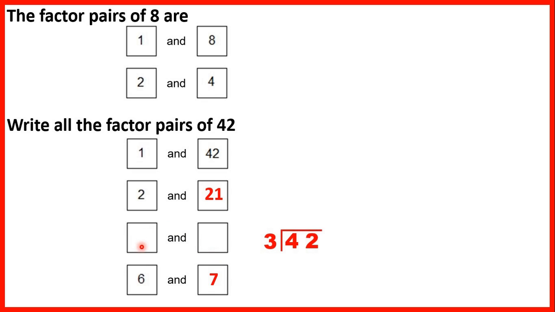Well, let's see if 3 is a factor of 42. And to see if 3 is a factor, we can divide by 3. And remember, if we don't get a remainder, then it is a factor. So we can use short division and we get 14. So what this tells us is that 42 divided by 3 is 14. So 3 times 14 must be 42. So for our other factor pair, we have 3 and 14.